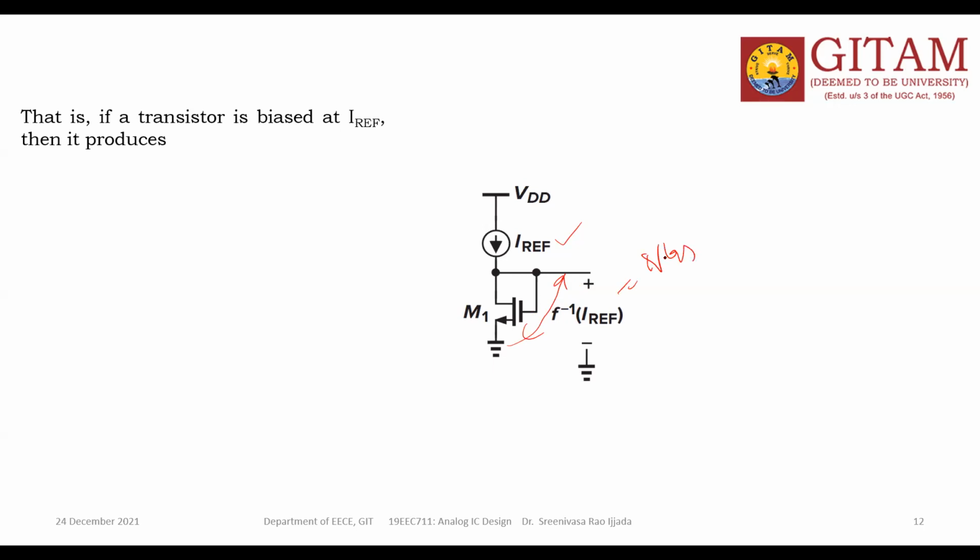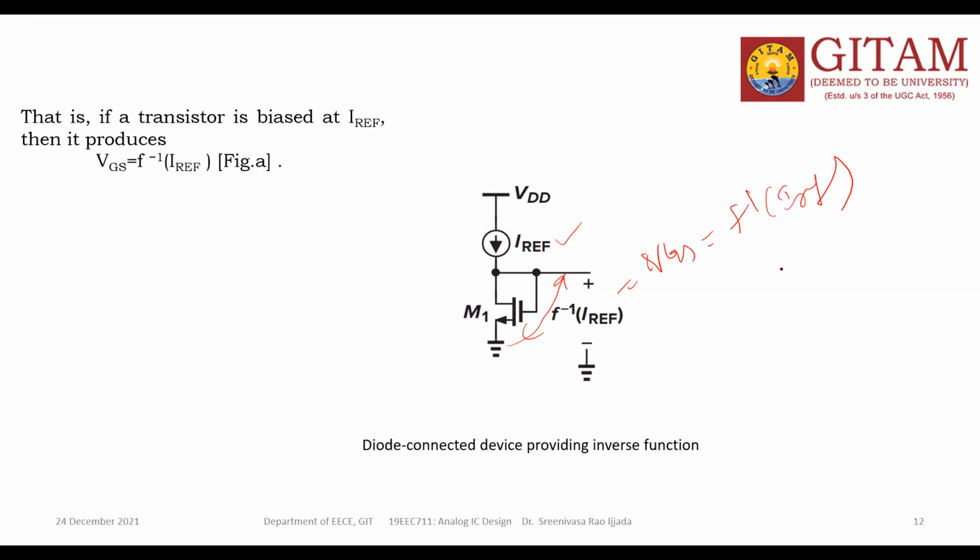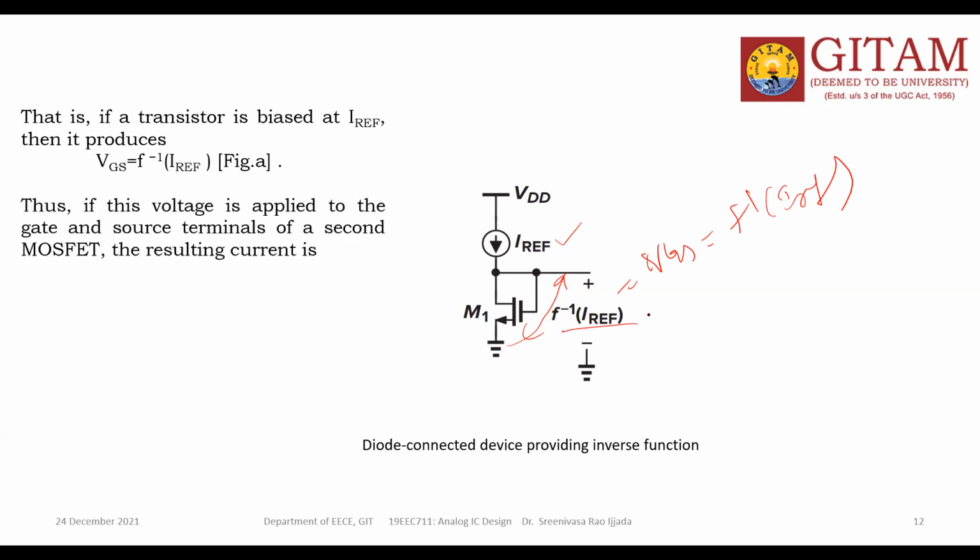If the transistor is biased at I reference, then it produces a gate voltage. Because I reference is the current source here, this voltage is nothing but VGS. What is the VGS formula according to the previous assumption? Inverse function of I reference. So this VGS value I can write as f inverse of I reference.